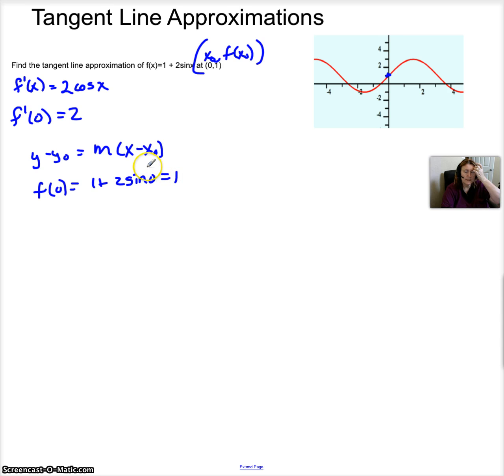All right, so let's write the equation for the line. My line is going to be y minus y naught, which is right here. y minus 1 is equal to my slope, which I found to be 2, times x minus 0. So I can write my equation as 2x plus 1.